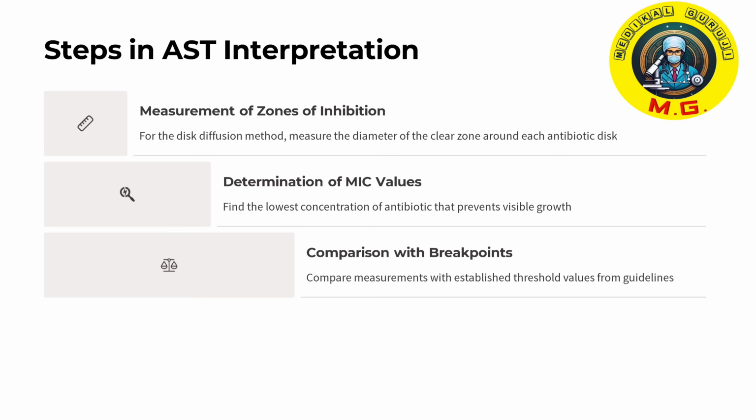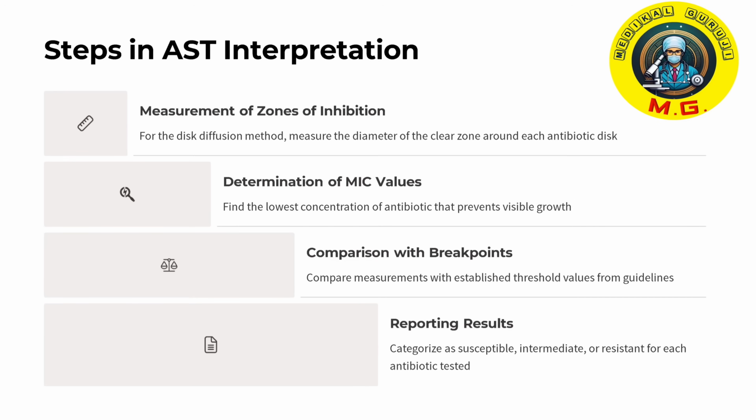Third is comparison with the breakpoints. The measured zones of inhibition or MIC values are compared with the established breakpoints. Breakpoints are the threshold values defined by guidelines that categorize the microorganism as susceptible, intermediate, or resistant to the antibiotic. Then the final step is reporting the results.